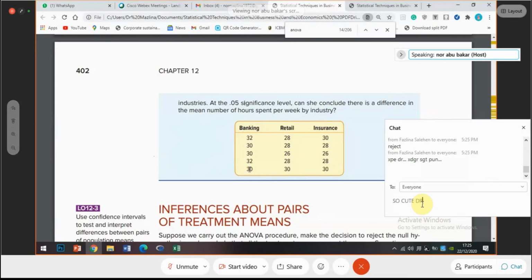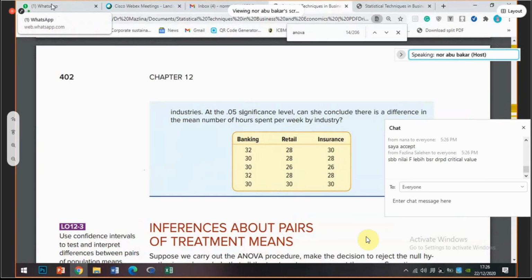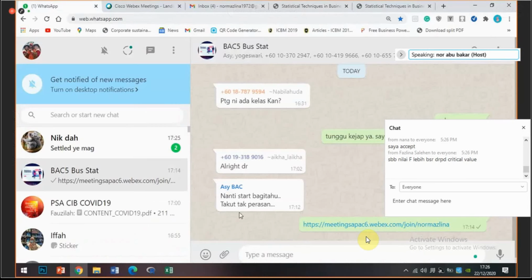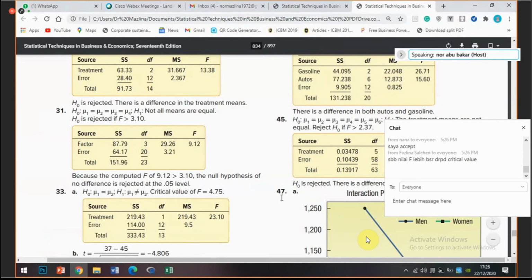Okay, you reject, I understand that you reject because the P value you got must be very low, right? Okay, some say F value greater than critical value, but actually it is much easier if you look at the P value. Can you send on WhatsApp what you got? Can you print screen? Okay, if F is greater than the critical value, then you need to reject. Okay, you need to reject.